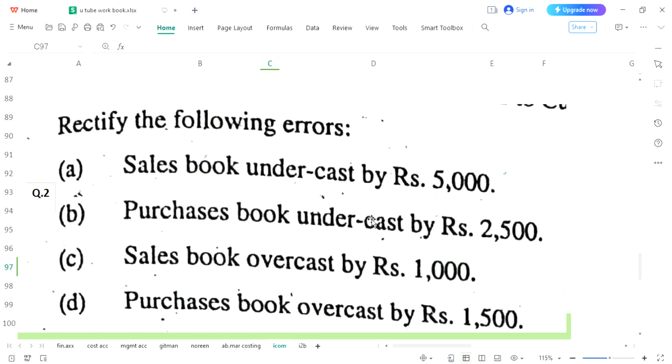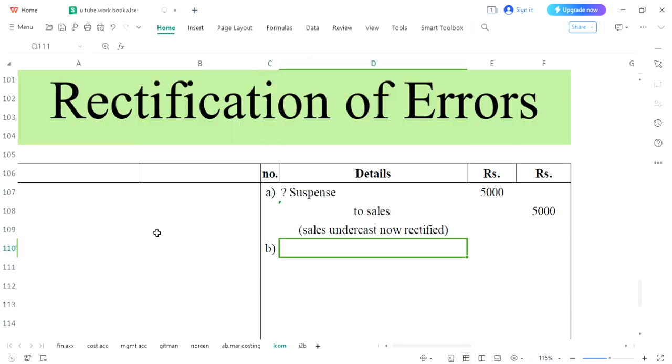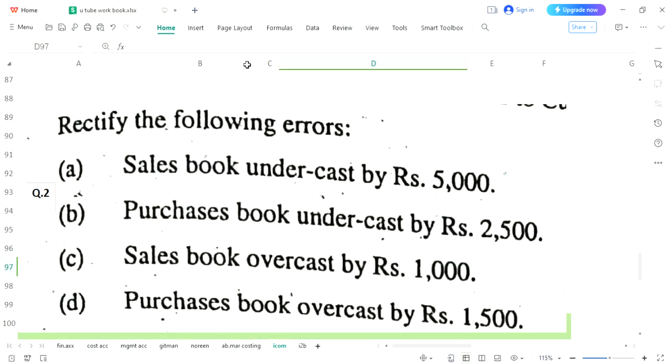Undercast means the same side. Original side debit. So in case of undercast, we will choose the same side. So here you will write purchase on debit side. Once again, I am repeating why we have written it on debit side, because original side of purchase is debit. In undercast, we choose the same side. So original side debit, under rectification same side. Purchase debit. Let's see how much amount, and that is 2500.